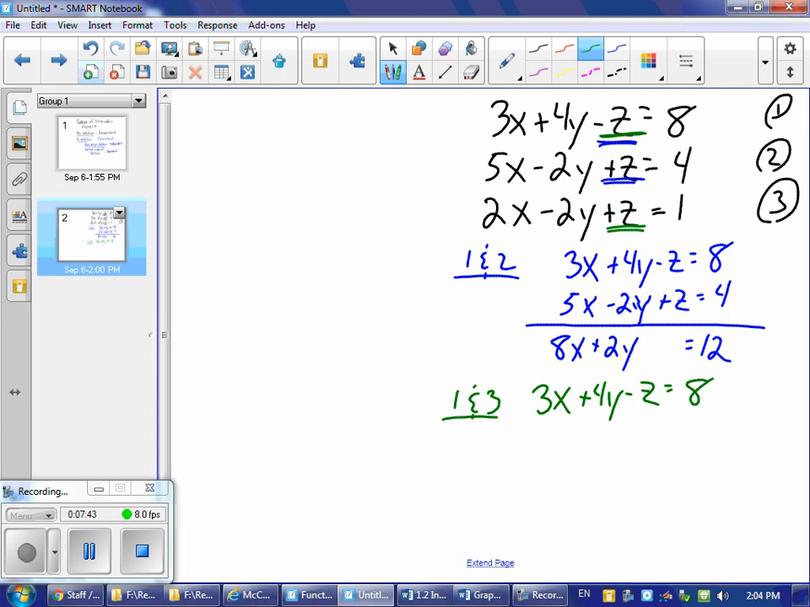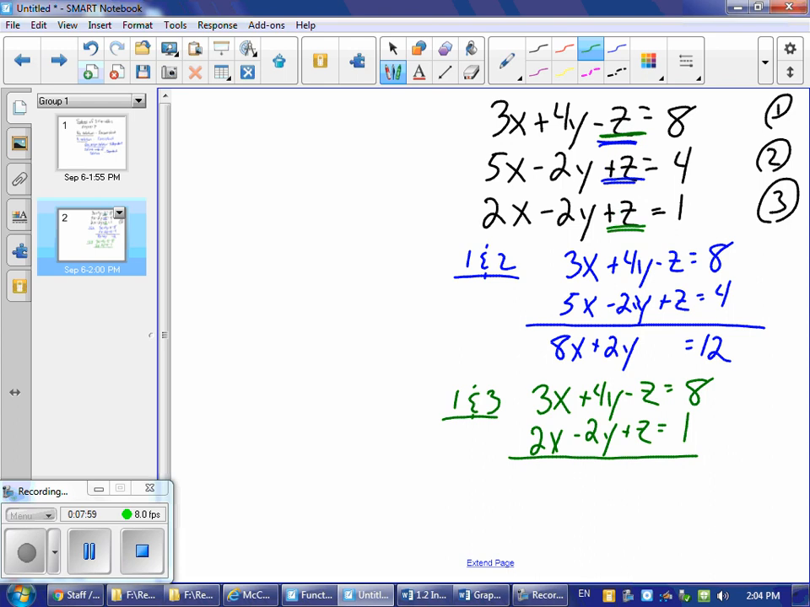Obviously, you want to make sure you're careful to rewrite everything correctly. One of the easiest ways to make mistakes is to copy something wrong. You could have everything else right, but if you copy it wrong, it won't matter. All right, so let's add these two equations together like we did 1 and 2.